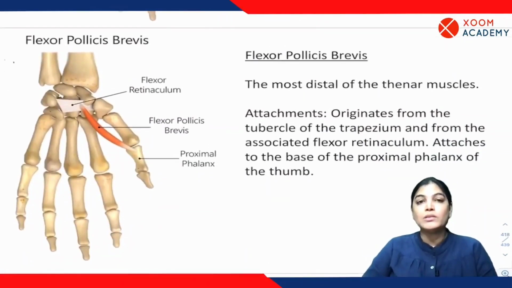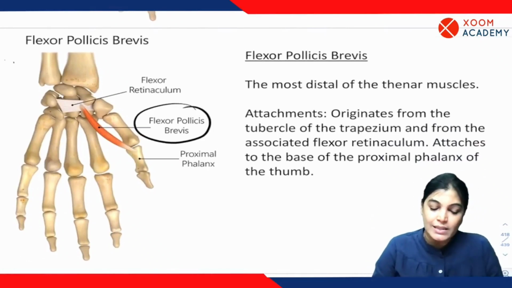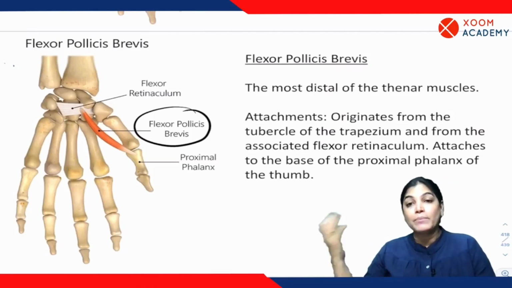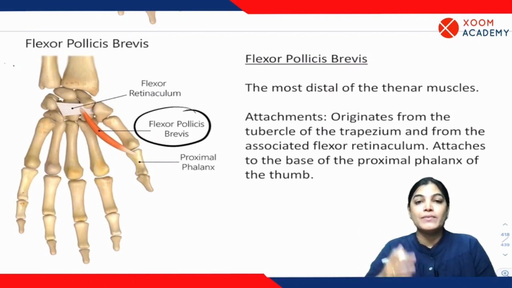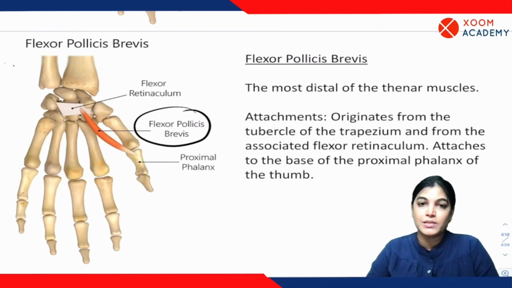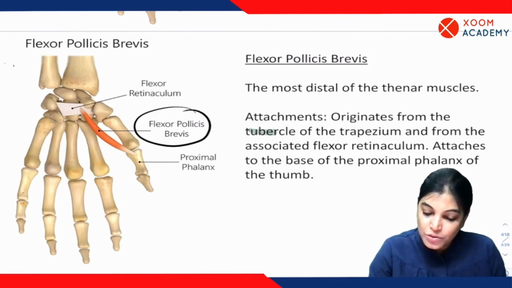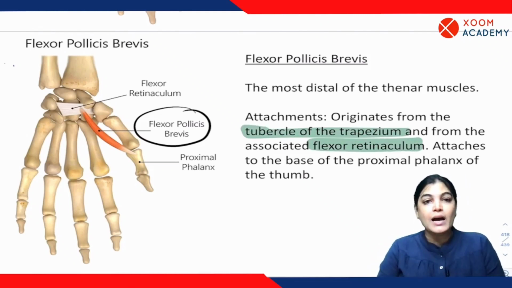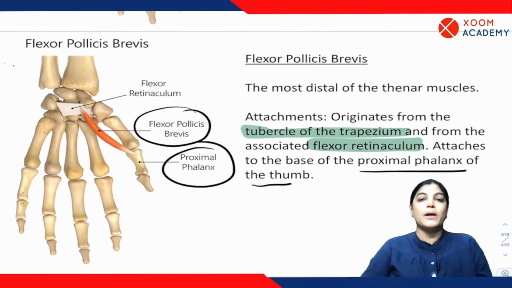Now, let's talk about the third muscle of the thenar eminence, flexor pollicis brevis. This is the flexor pollicis brevis, as you can see in the diagram. We will have abductor pollicis laterally in the thenar region, flexor pollicis brevis medially, and deep to these two muscles we will have the opponens pollicis.